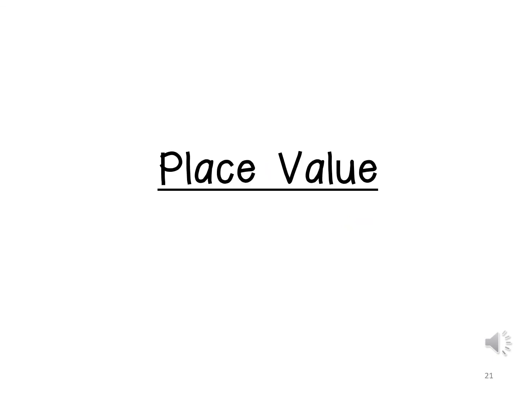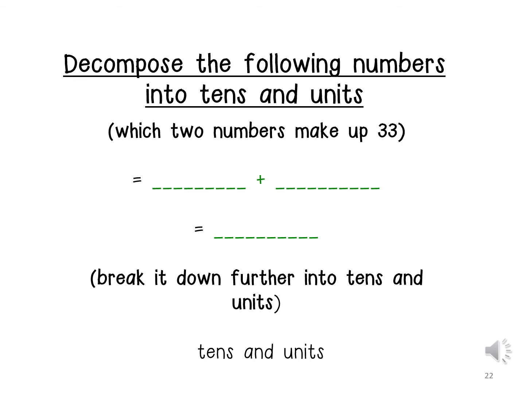Now we are going to be doing place value. It says decompose the following numbers into tens and units. Which two numbers make up 33? So remember, boys and girls, decompose means to break up the number. Then we need to see how many tens and how many units we have.